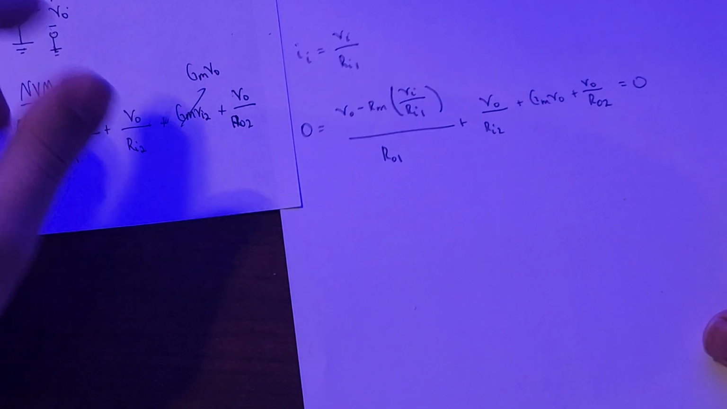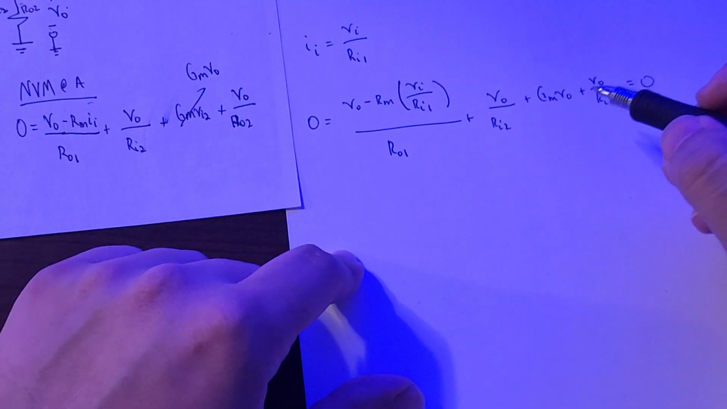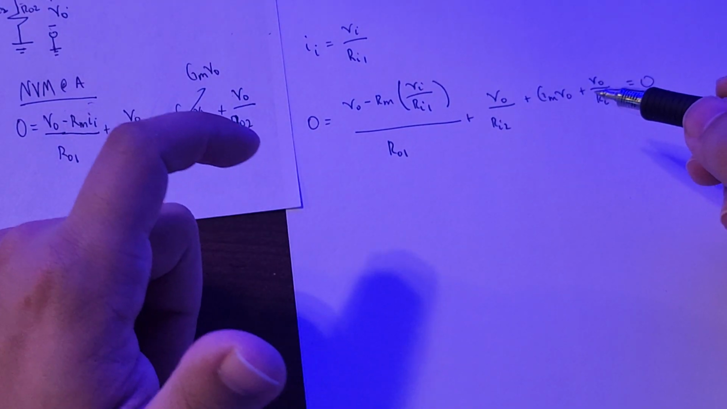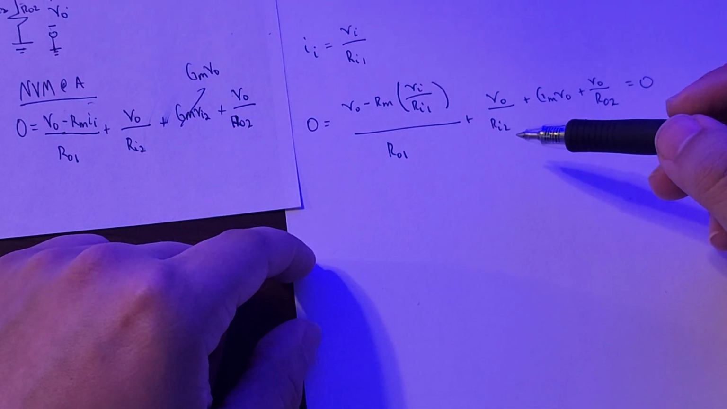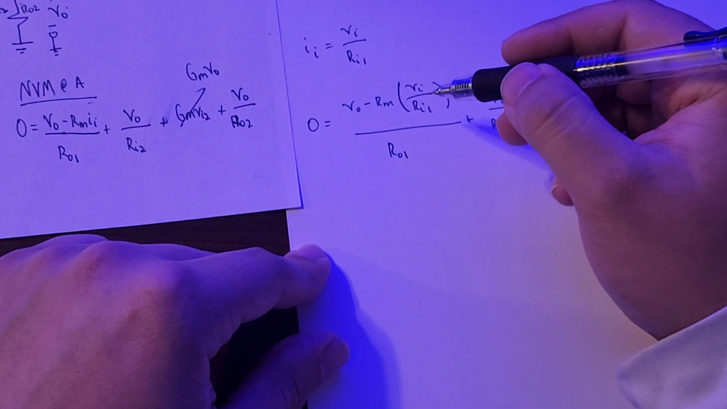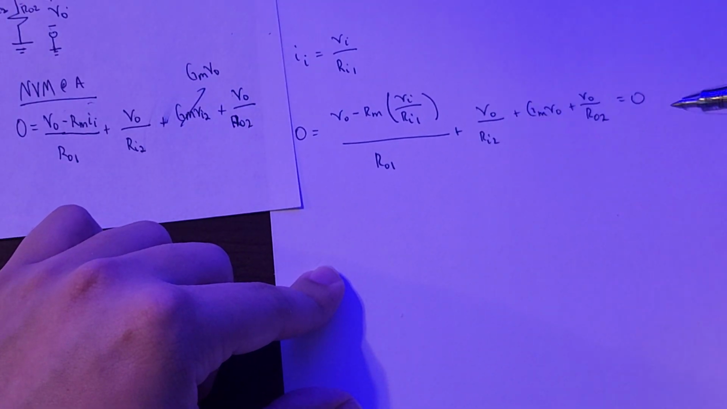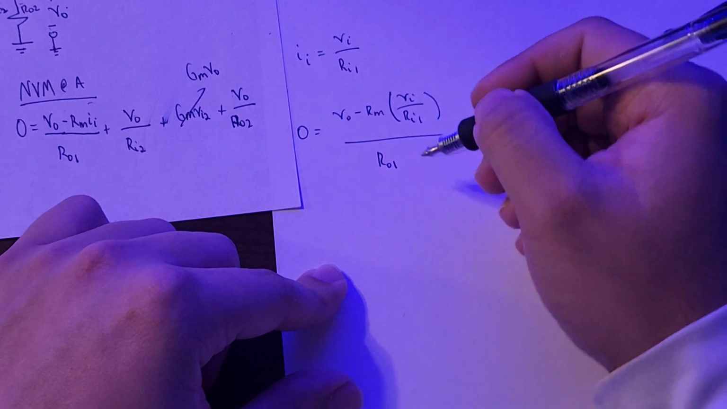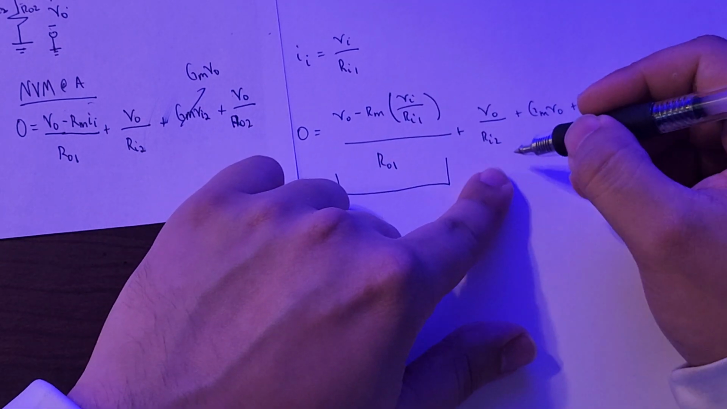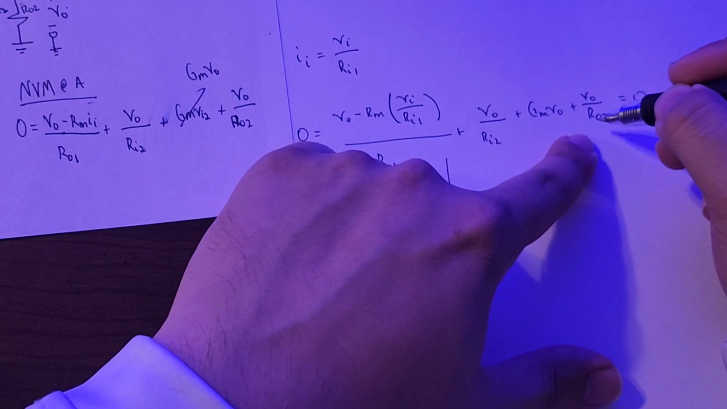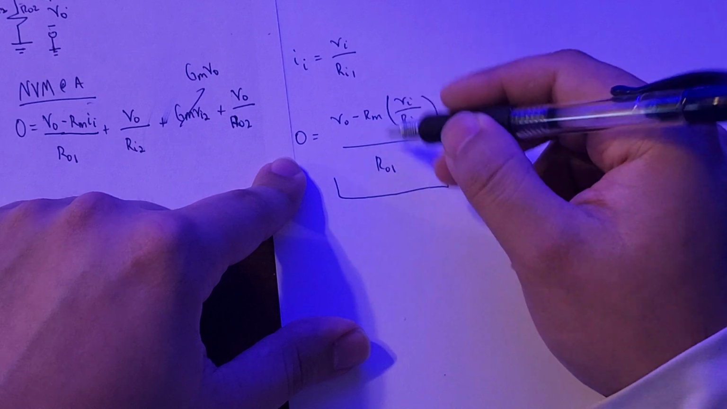Well, what can we do? First of all, let's try and get all the Vouts on one side, or we can maybe factor out a Vout, however we want to do it. But what I might want to do first is, like I said, get Vout on one side and Vin on the other. Well, we know this has two terms. This has Vout and Vin. This only has Vout, this only has Vout, this only has Vout. Perfect. But this has both. So let's split this fraction.